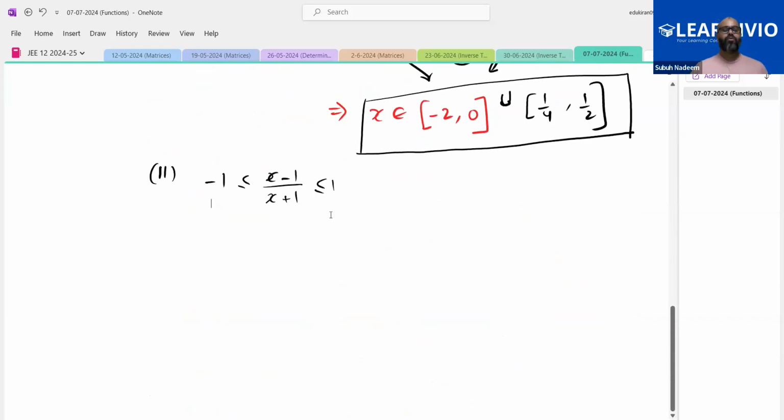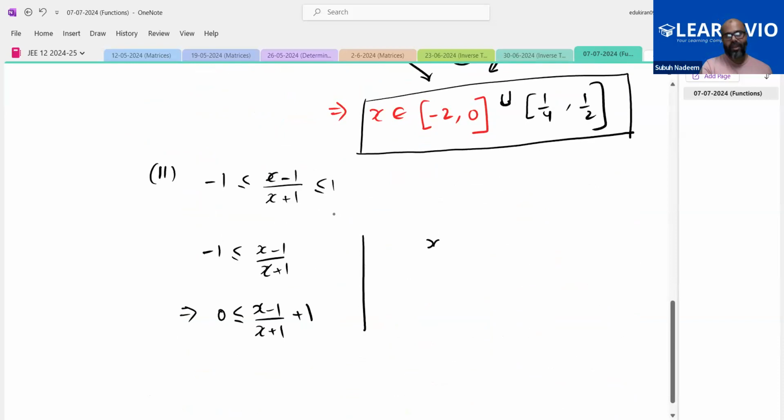So that's why we'll have to take it like this: minus 1 is less than equal to (x minus 1) by (x plus 1), which implies that 0 is less than equal to (x minus 1) by (x plus 1) plus 1. This minus 1 will come on the right hand side. Similarly here (x minus 1) by (x plus 1) is less than equal to 1. So (x minus 1) by (x plus 1) minus 1 is less than equal to 0. Then you can proceed.